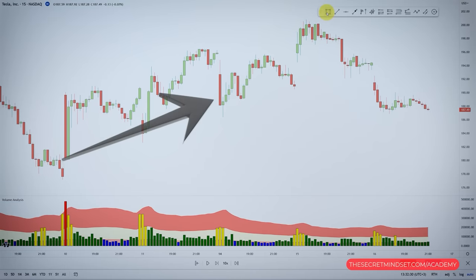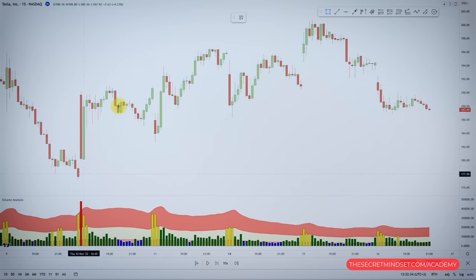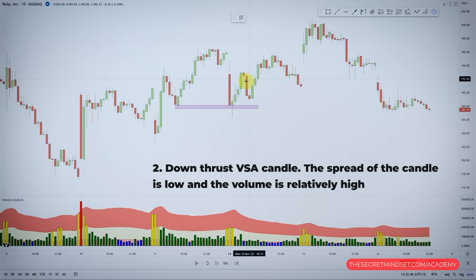Here's Tesla. Market is in an uptrend, so the plan is to trade a long position at a demand area after we spot a downthrust. First, we see this liquidity run that breaks below this area, and at the same time, we have a downthrust VSA candle. The spread of the candle is low and the volume is relatively high, so there is more demand than supply, a sign that price may rise in the near future.